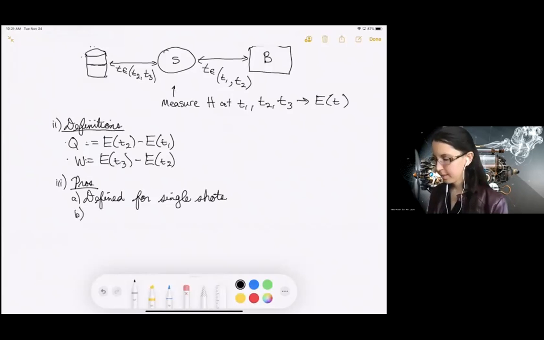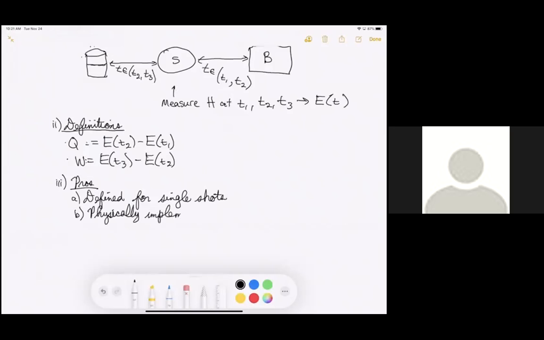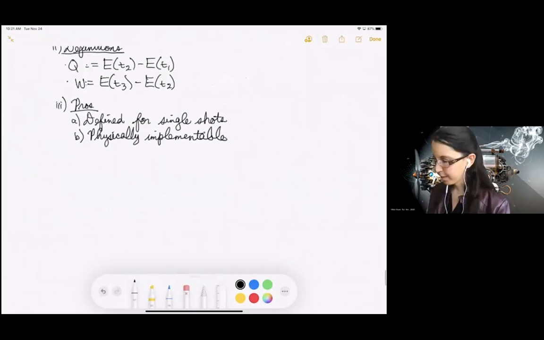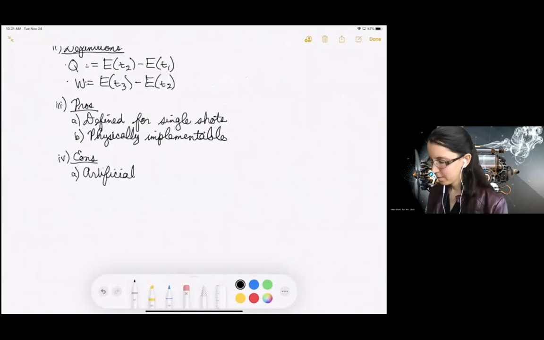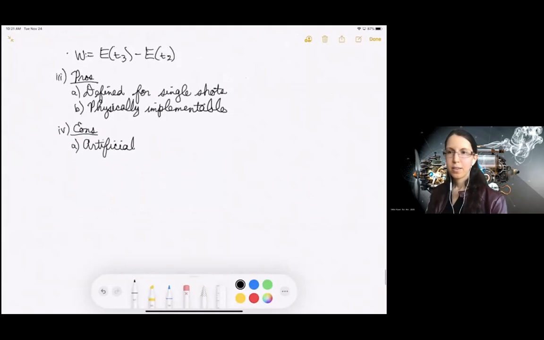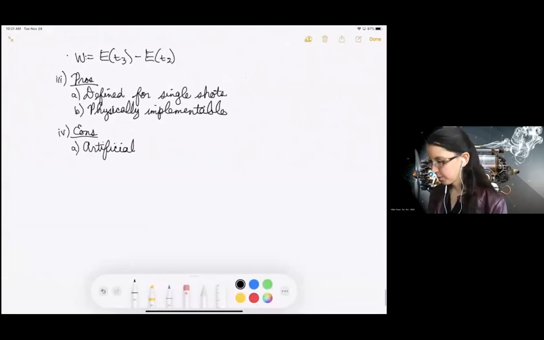And second, it's physically implementable. On the other hand, this protocol is somewhat artificial. Usually we'll have a system that's interacting with a bath and having its Hamiltonian changed at the same time. There is a partial counter to this criticism.